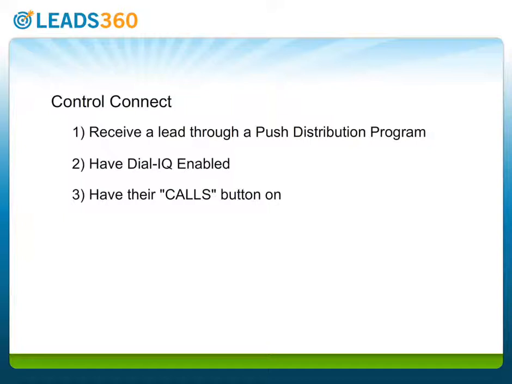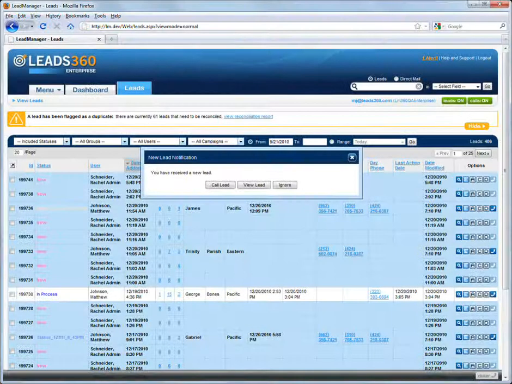Receiving a lead through a distribution program when Control Connect is inactive will result in a new lead assignment alert that has a View Lead button and an Ignore button. If a user does have DialIQ active and therefore Control Connect enabled and receives a lead through a distribution program, they will receive a new lead assignment alert that has a Call Lead button, a View Lead button, and an Ignore button.